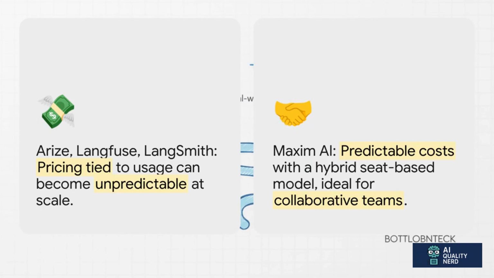And of course, let's talk money, pricing. The models basically fall into 2 camps. On one side, you've got Arize Phoenix, Langfuse, and LangSmith, which are mostly usage-based. This can be great when you're just starting, but the costs can get unpredictable pretty fast. On the other side, Maxim AI uses a hybrid model. It's mainly seat-based, which gives you predictable costs that don't punish you for running tons of evaluations. That makes it really good for bigger, collaborative teams at scale.